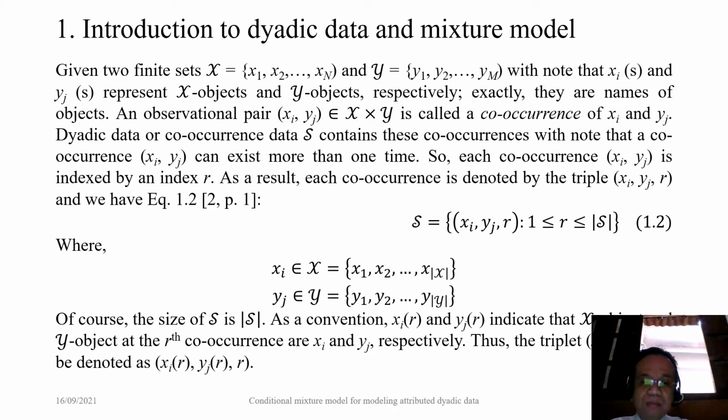The sign of |X| is the cardinality of X. As a convention, xir and yjr indicate that the co-occurrences are xi and yj respectively. Thus, the triplet xi, yj, r can be denoted as xir, yjr.